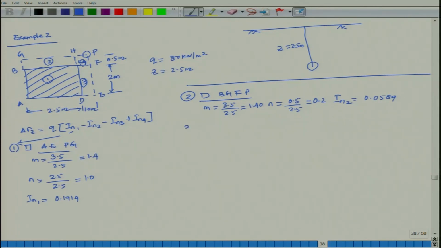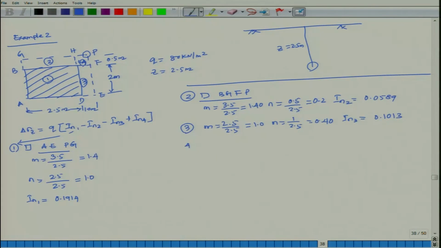Similarly, case 3. Also M is equal to, sorry, 2.5 by 2.5. Why is it 2.5 by 2.5? In this case 3, these are 2 and 0.5, 2.5, and this one is your 1. So, then N is equal to 1 by 2.5, which is equal to 0.4. So, I_n3 is equal to 0.1013.